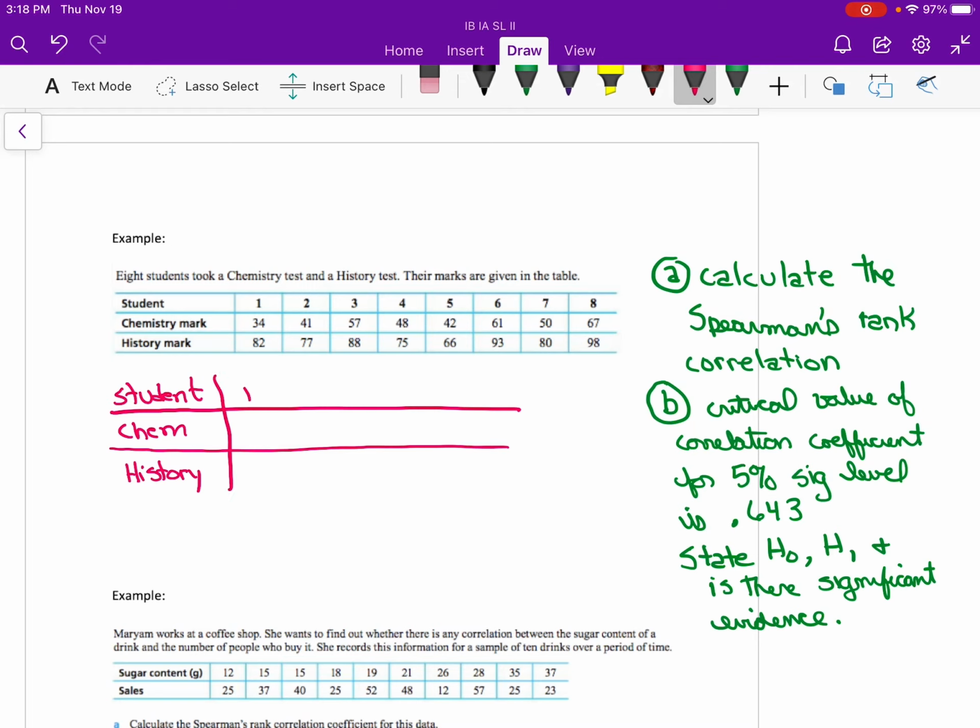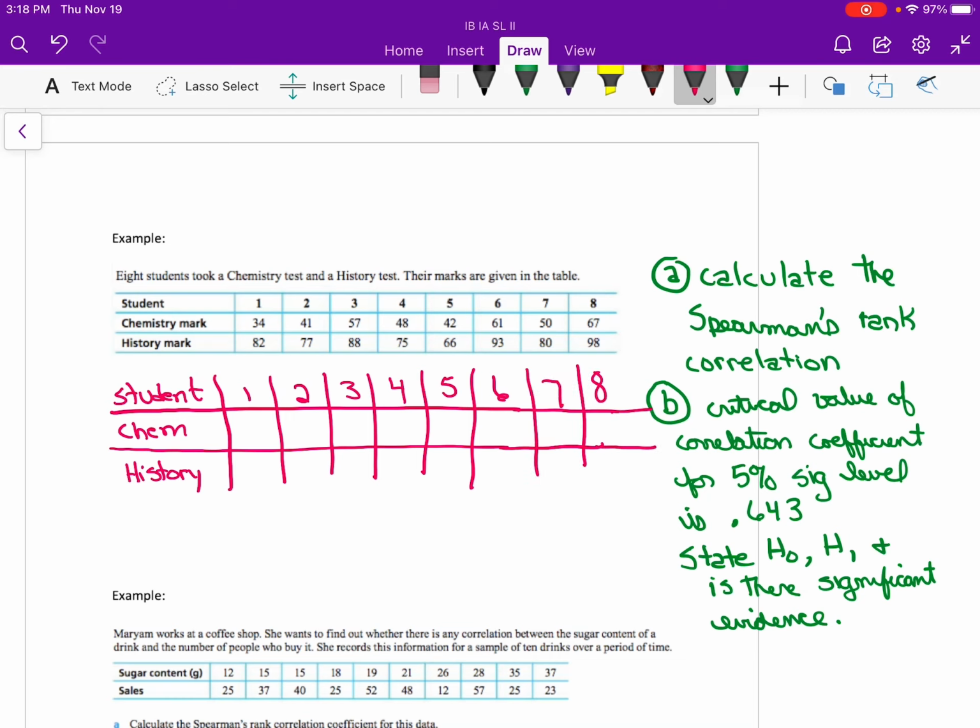And our students, we have student 1, 2, 3, 4, 5, 6, 7, 8. And you are literally going to go through here and in this chemistry mark, what is the smallest number that we have? 34 is the smallest number that we have, so this person is ranked 1. The next smallest number is 41, so this person is ranked 2.